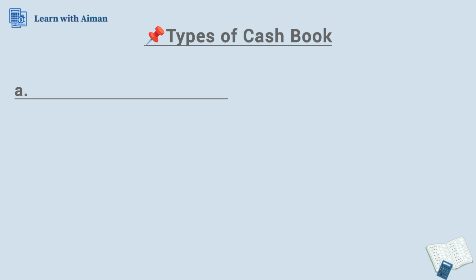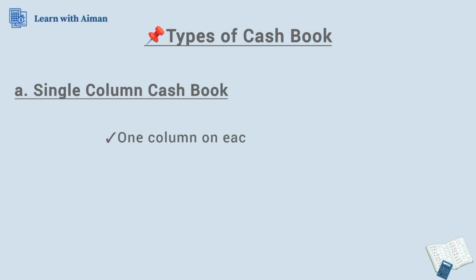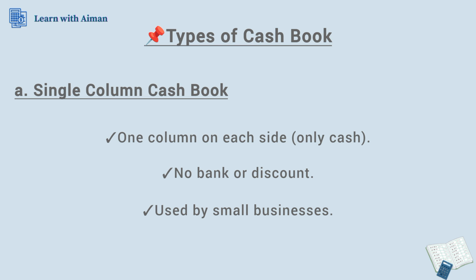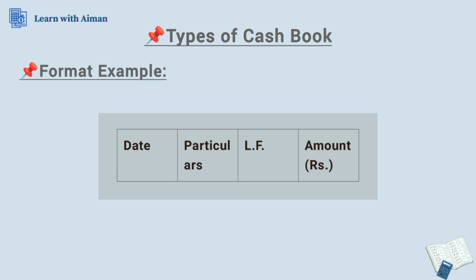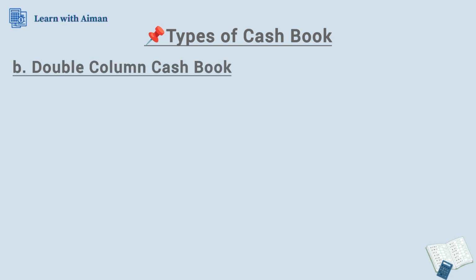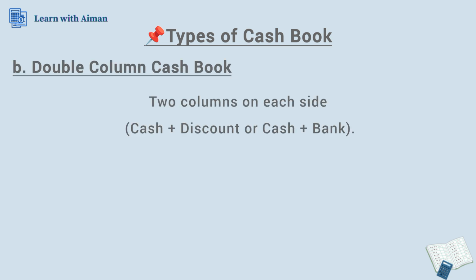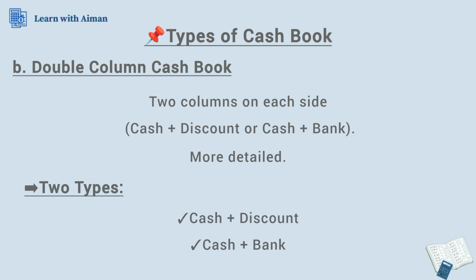Types of cash book: single column cash book, one column on each side, only cash, no bank or discount, and it is used by small businesses. Format: in this type of cash book, we have four columns. Number one is dates, then particulars, then ledger folio, and then amount. Double column cash book: it has two columns on each side, one of cash and the other of discount, or one is bank and the other is cash, and it is more detailed. And two types: cash plus discount and cash plus bank.